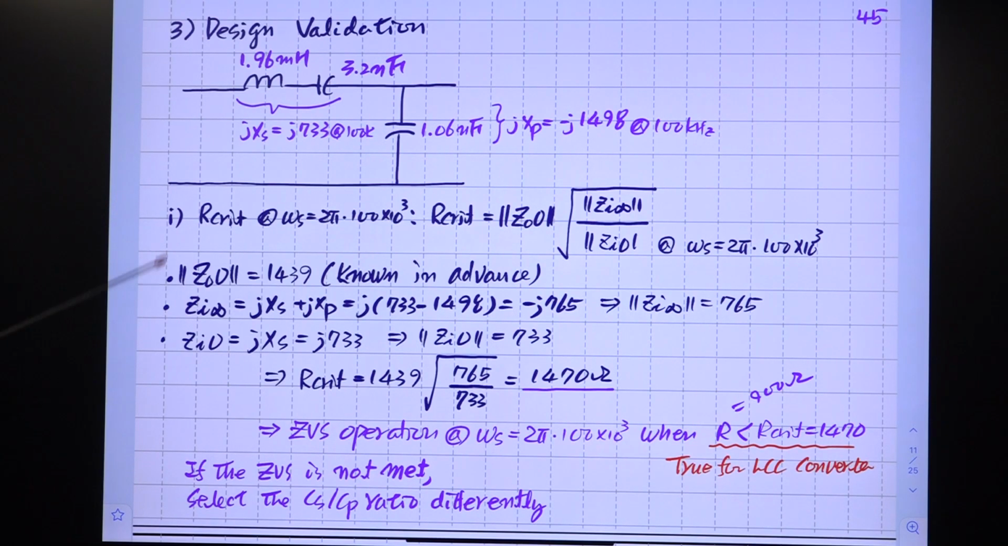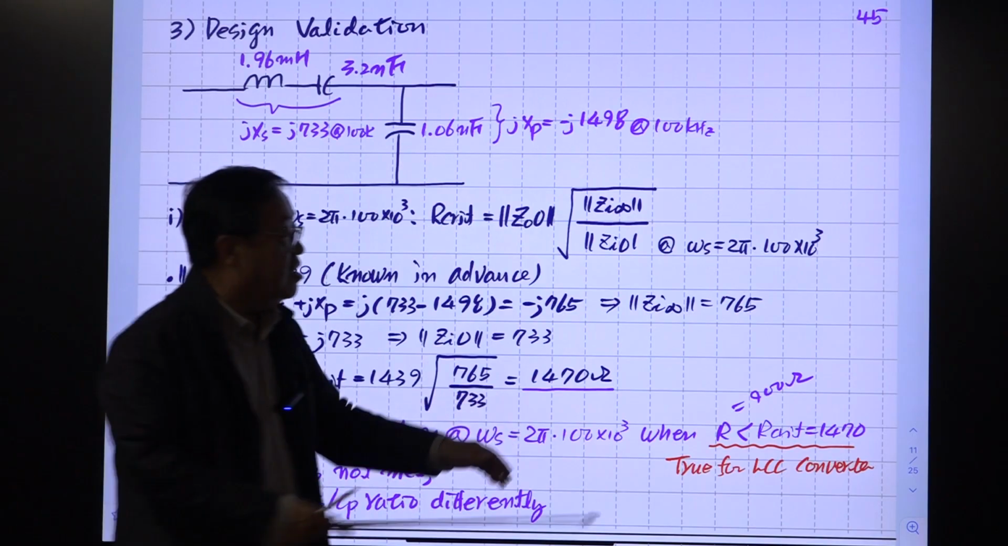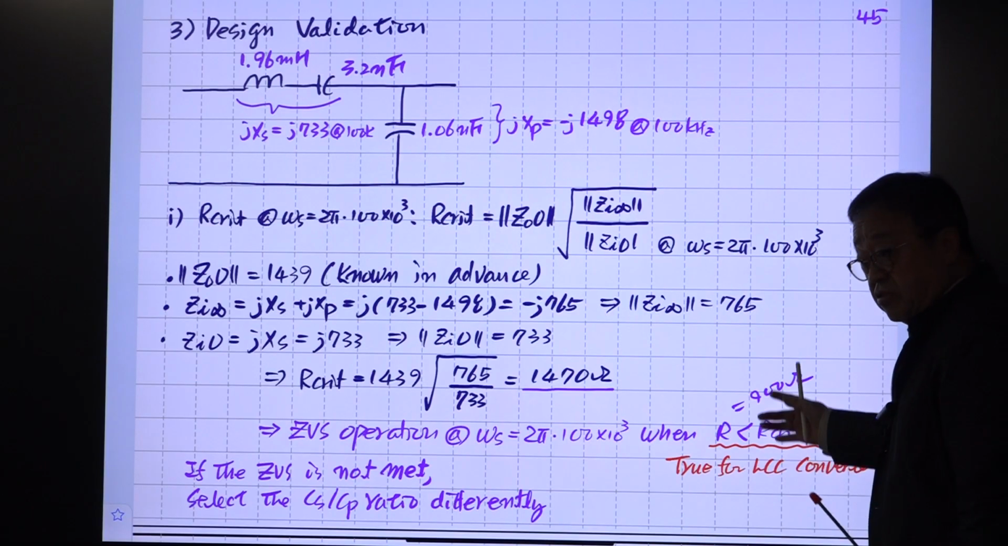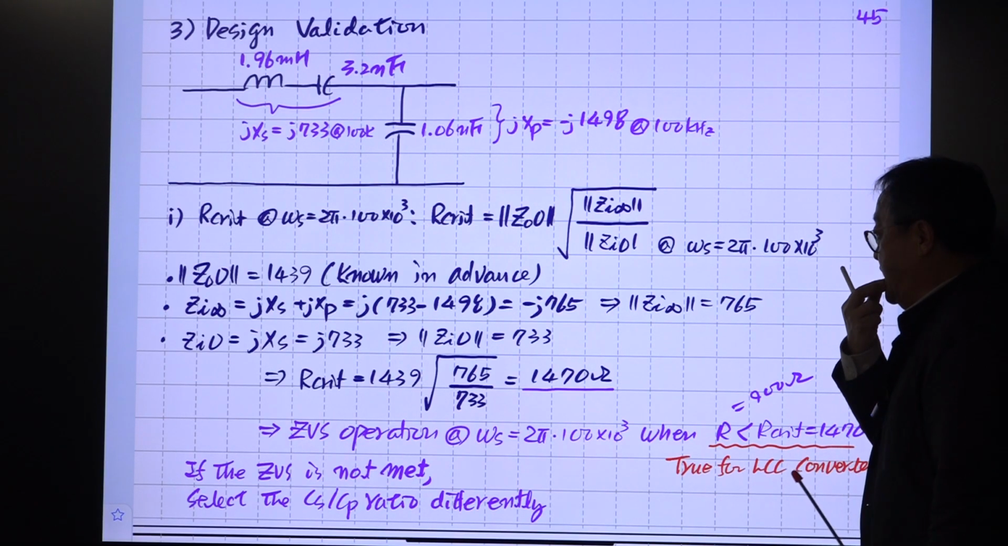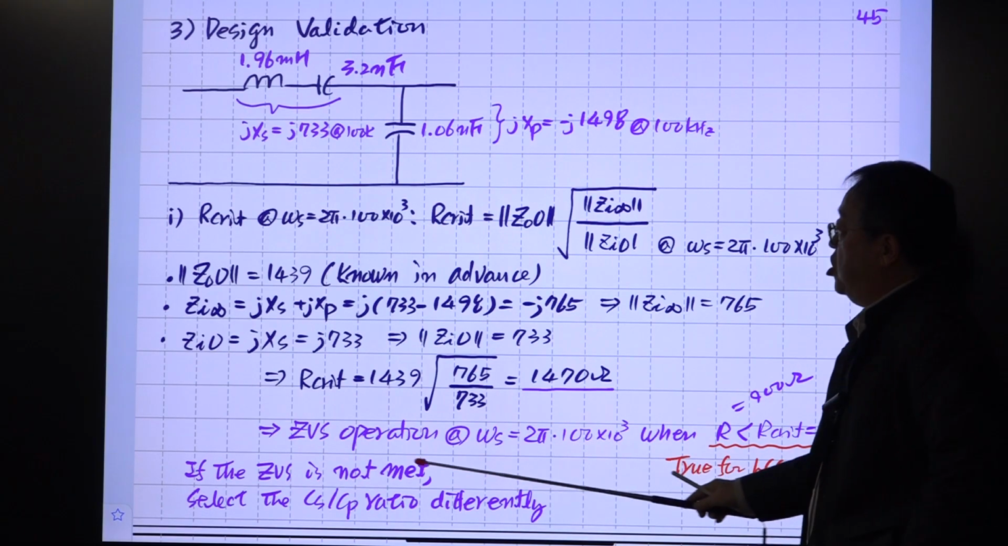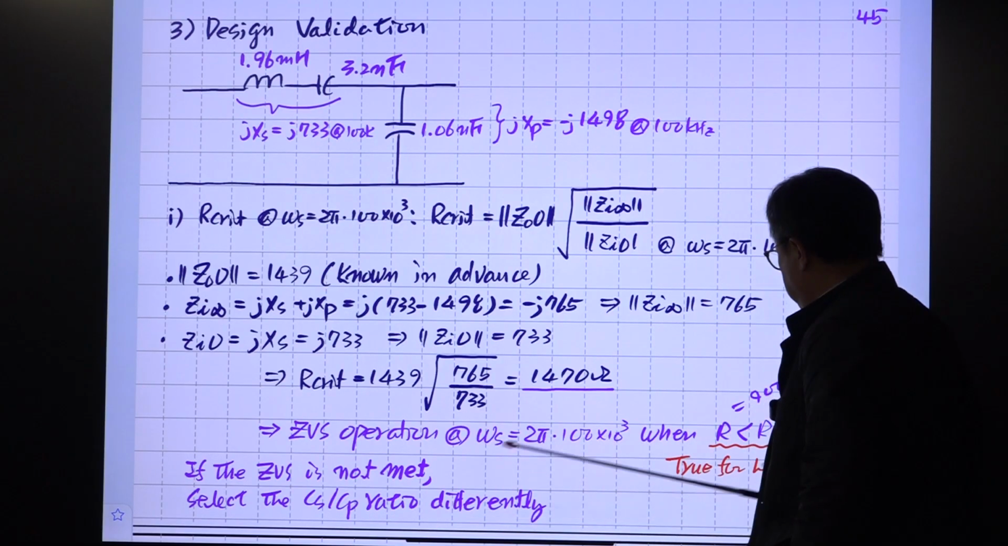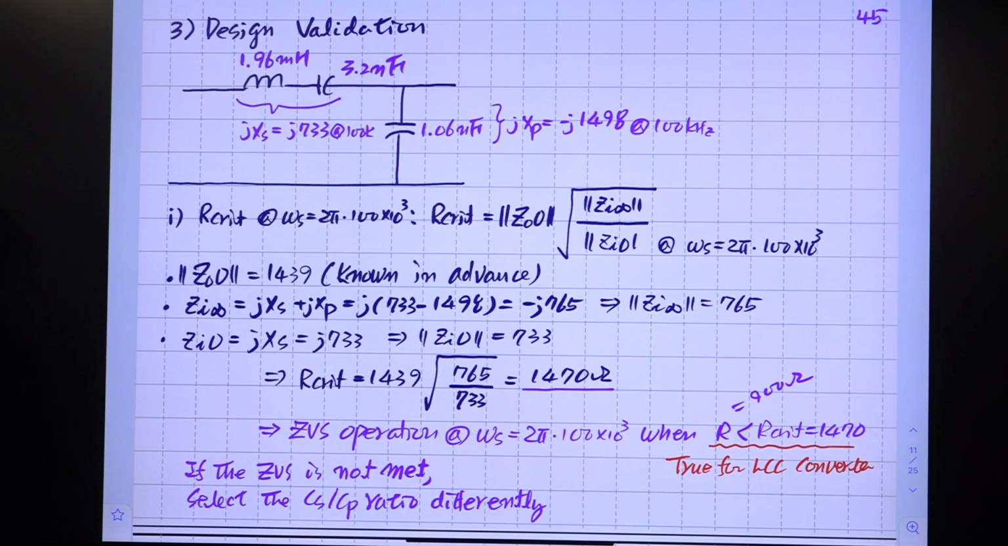Right? If this condition is not met, then you need to reselect this ratio. Somehow you are adjusting the ratio of CS and CP. This number can be changed. This R critical can be changed. Then you still have this inequality to meet the requirement for the GCS operation. If the GBS condition is not met, then select the ratio differently to have this condition. So now we know this converter is designed as desired, and the GBS operation is guaranteed.